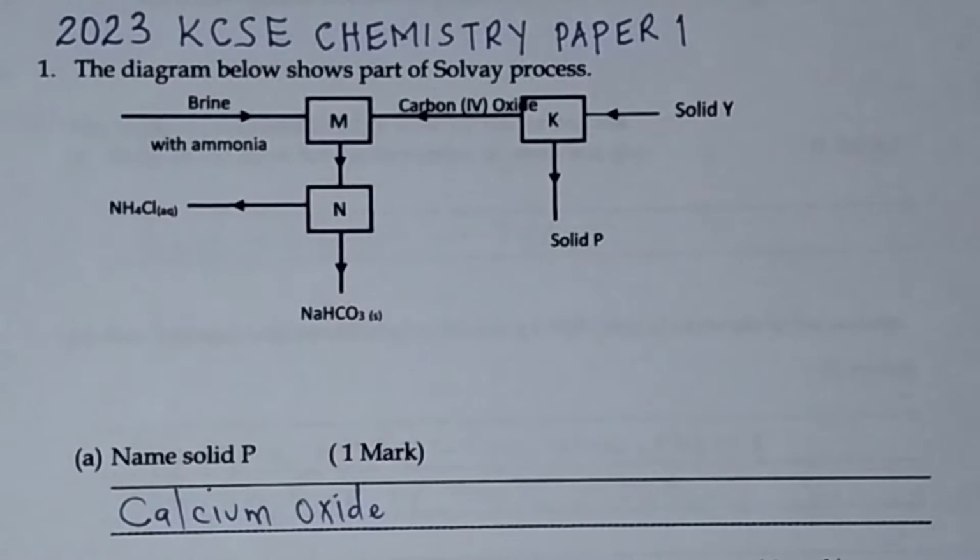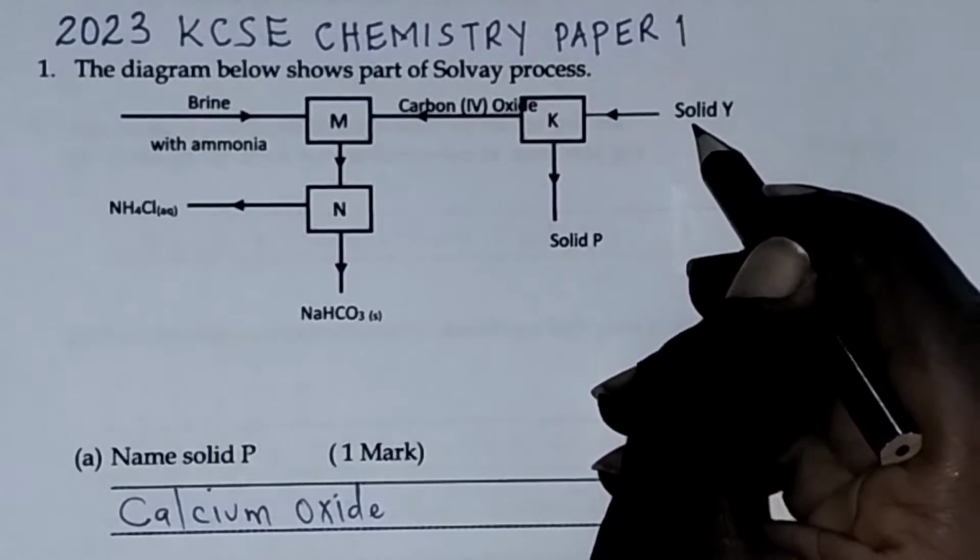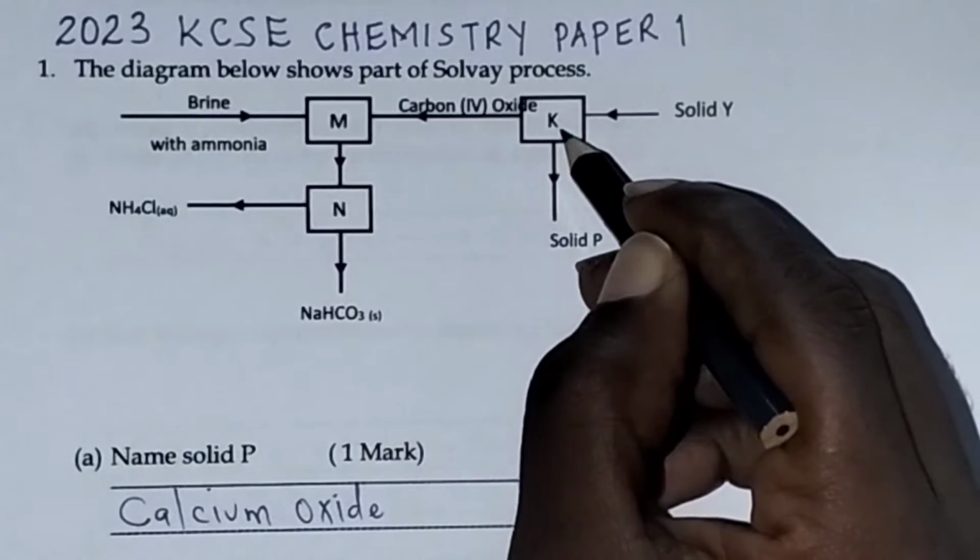In question number 1, we have the diagram below showing part of the Solvay process. If you remember the Solvay process, we were having some raw materials. Some of the raw materials include brine, ammonia gas, carbon dioxide gas, and we also have coke and limestone. So here we have solid Y. This solid Y is taken to chamber K.